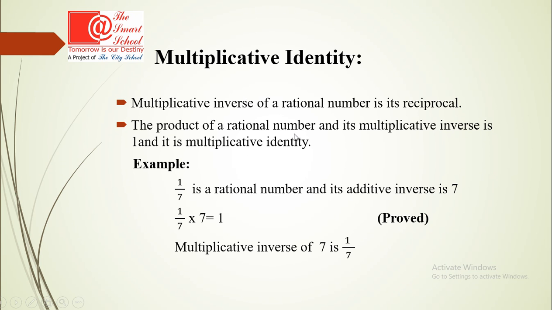If a number is suppose 10, so its multiplicative inverse is 1 over 10. Suppose the number is 1 over 10, so its multiplicative inverse is 10. So when we multiply one number with its multiplicative inverse, the answer will come 1, as 1 over 7 is a rational number and its multiplicative inverse is 7 and the answer is 1. So multiplicative inverse of 7 is 1 over 7. Like, these are opposite to each other.